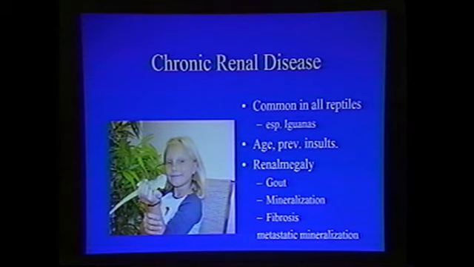Now, chronic renal disease is common in all reptiles, but we most commonly see it in iguanas. Aging and previous renal insults likely predispose to this condition, and it's characterized by marked renal enlargement with concurrent gout, mineralization, and interstitial fibrosis, and is frequently associated with concurrent metastatic mineralization due to derangements in calcium and phosphorus metabolism associated with renal insufficiency.